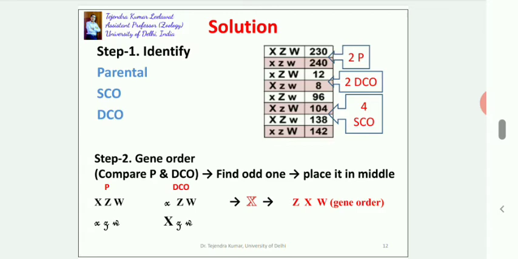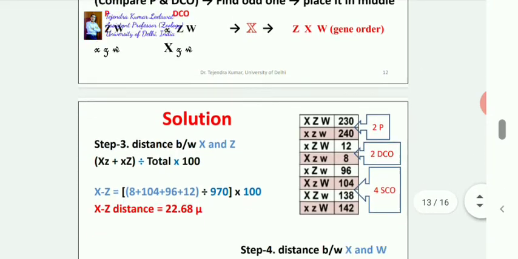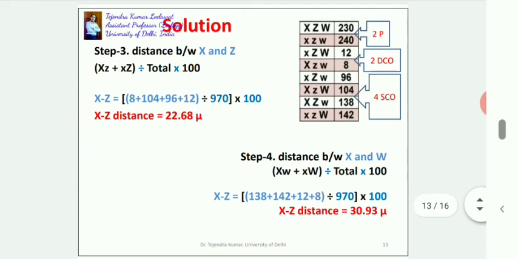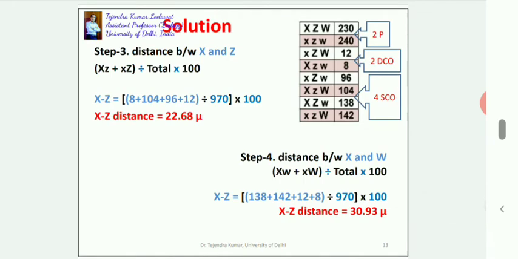ZXW for this given table. Okay, now coming to the third step. Step three is to determine the distance between X and Z. Then again determine the distance between X and W, and finally we will solve for the difference between Z and W.